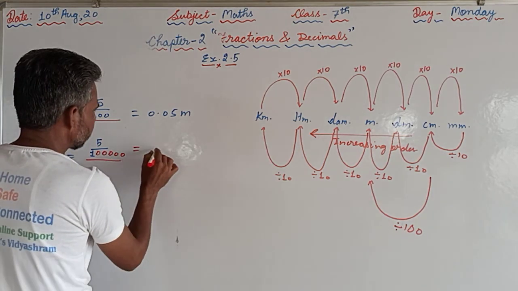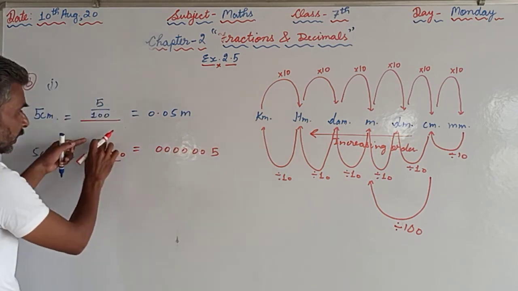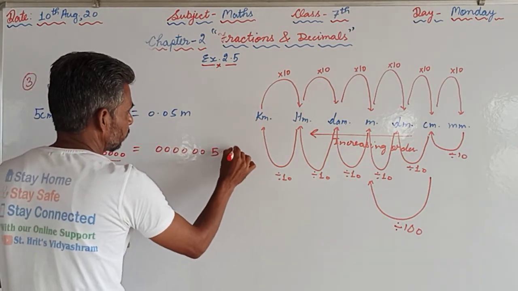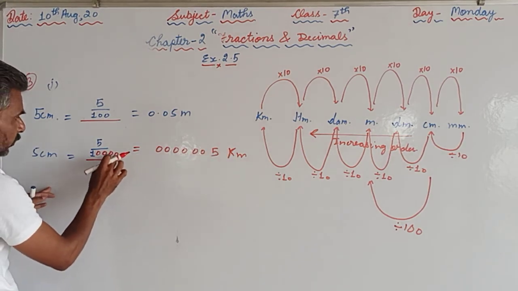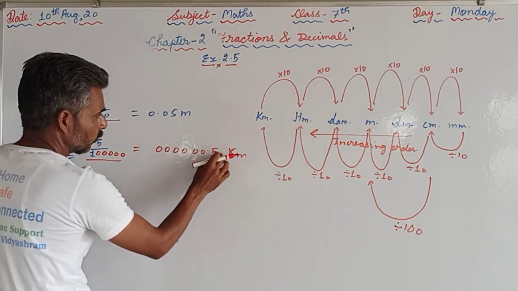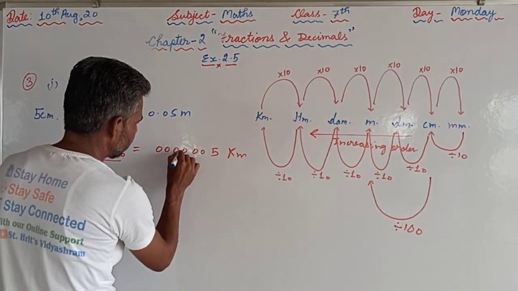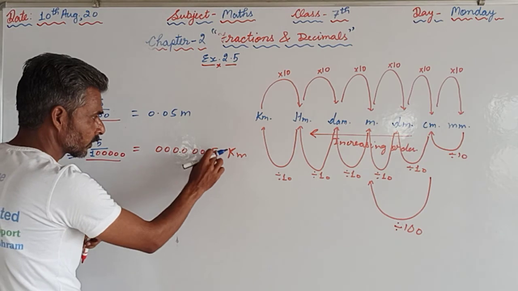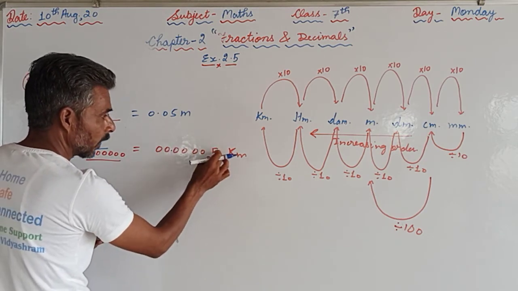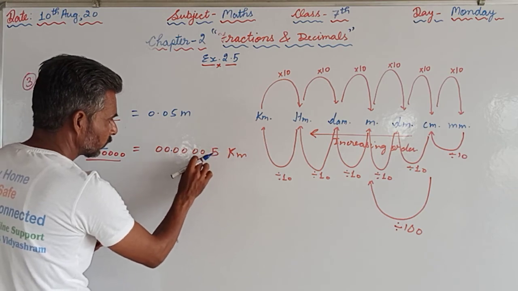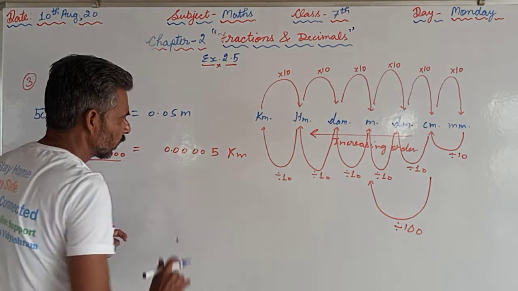So the answer will be, 5 will be here, and the decimal will move from here to the left-hand side by how many digits? 1 2 3 4 5. So it will come here. Previously it was here, 1 2 3 4 and 5. Again we can count 1 2 3 4 5. So this will be the answer.